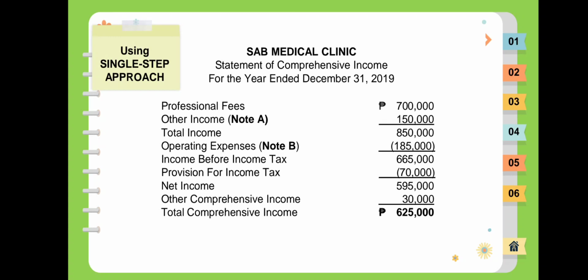Okay? So, provision for income tax, your future income tax expense, you deduct it to the income before income tax to get the net income. So, the net income is the profit of the business. Yan, yung net profit ng business. Okay. So, kung income statement ang gagawin nyo, until net income lang kayo. But since this is statement of comprehensive income, so you add the other comprehensive income to get the total comprehensive income.